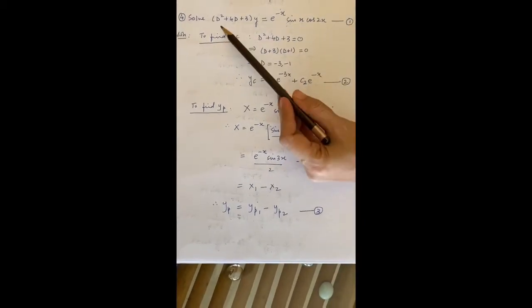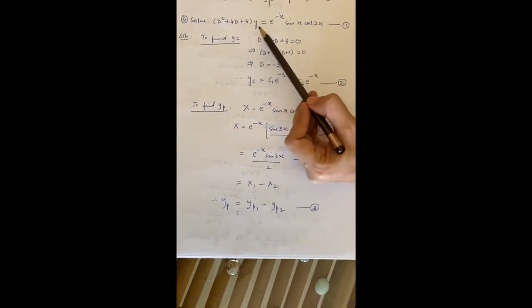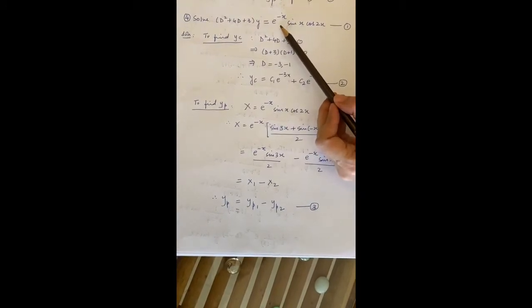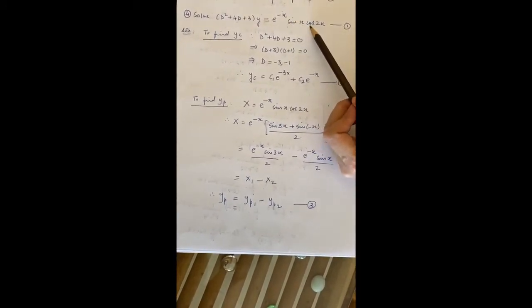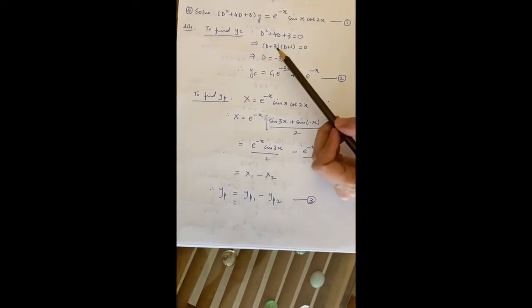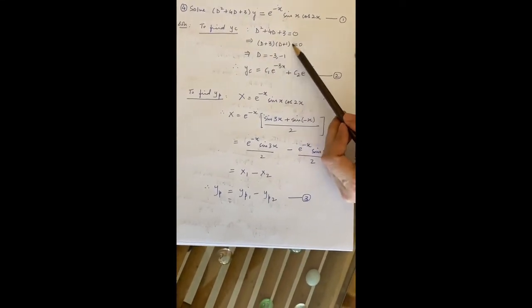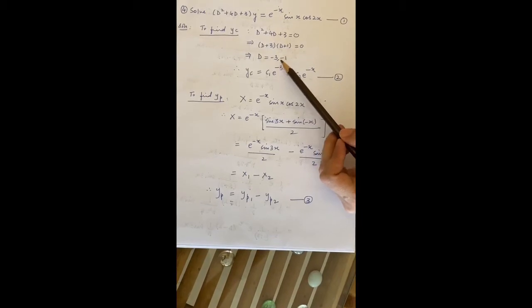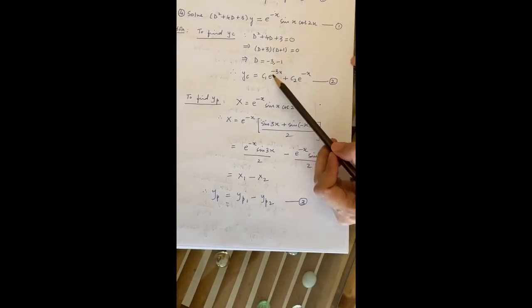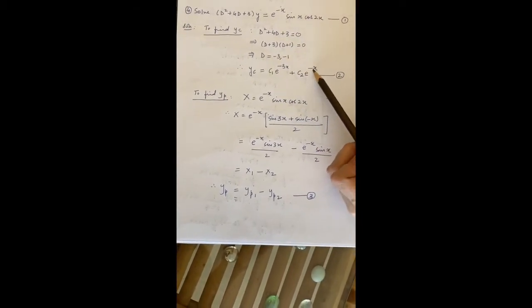In this question, we will solve (D² + 4D + 3) operating on y is equal to e^(-x) sin x cos 2x. So solving for yc, when we solve the auxiliary equation, we'll get D is equal to -3 and -1. So yc is c1 e^(-3x) plus c2 e^(-x).